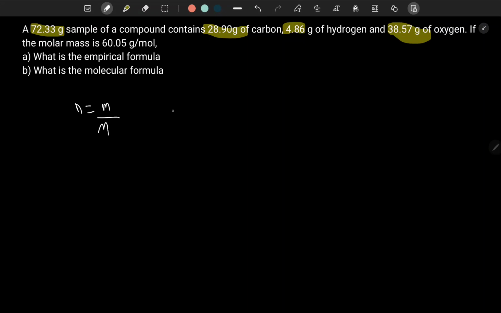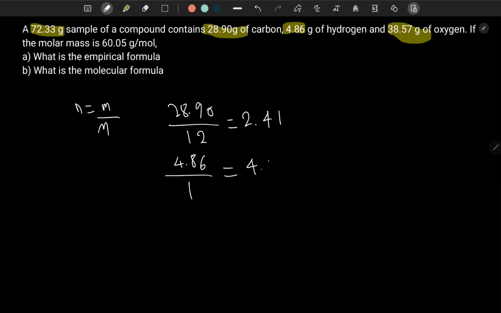So for carbon it is going to be 28.90 over 14, and this will give us, sorry, the molar mass of carbon is 12, not 14. So it's going to be 2.41, and let's do the same for hydrogen now. 4.86 divided by 1, which is the molar mass of hydrogen, is again the same. And lastly, for oxygen, 38.57 divided by 16 from the periodic table, and this will give you 2.41.